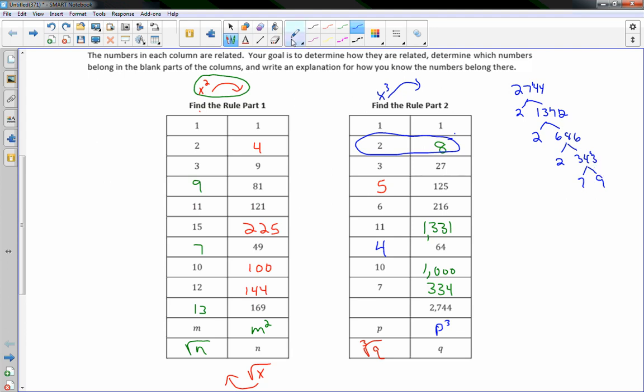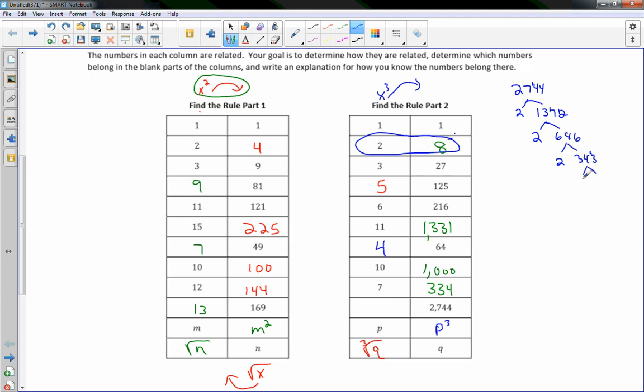I forgot my first digit. 3 goes into 34 6 times. 6 times 3 is 18. 9 times 3 is 27. Actually, 3 goes into 3 once. Why am I doing 3?